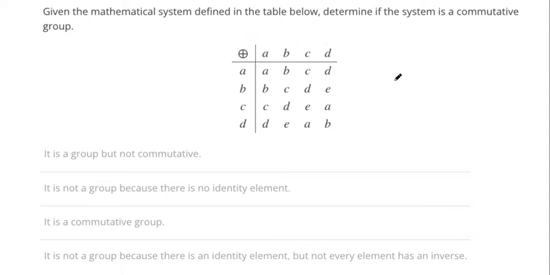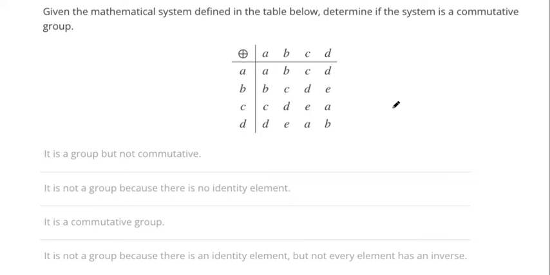It's closed. For it to be a group, it needs to have an identity element, which means it's one element that always spits out whatever you pair it with. So let's see. It looks like it might be A, because no matter what you pair it up with, it always spits it back out. A paired with B gives you B. A paired with C gives you C. A paired with D gives you D. So A is the identity element. So there is an identity element.